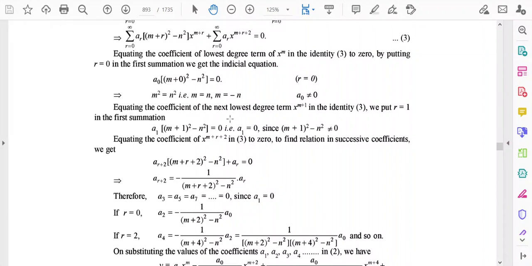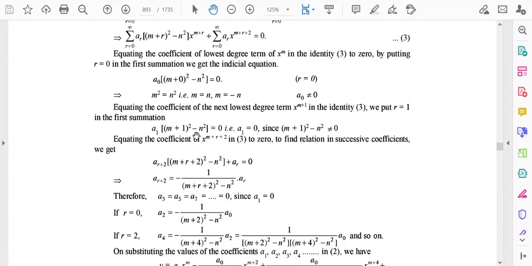Equating the coefficient of the next lowest degree term, x to the power m plus 1, in this identity, we put r is equal to 1 in the first summation, because then this will become x to the power m plus 1, and we can find the coefficient of x to the power m plus 1. Putting r is equal to 1, we get a1 ((m plus 1) whole square minus n square) is equal to 0. That is, a1 is equal to 0, since (m plus 1) whole square minus n square is a square term and it cannot be 0.